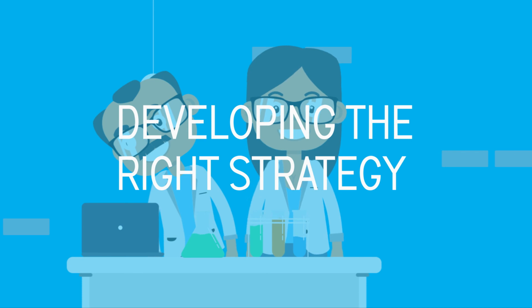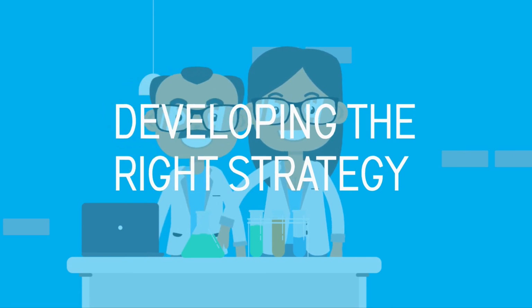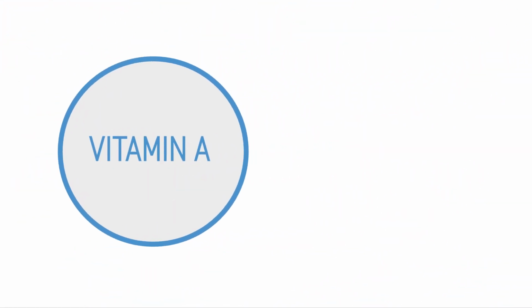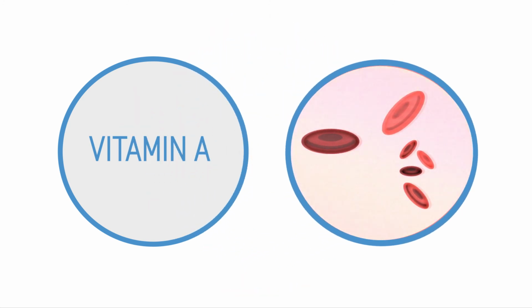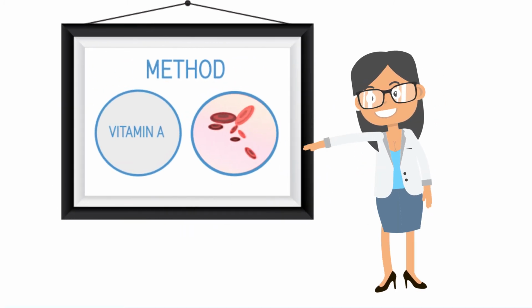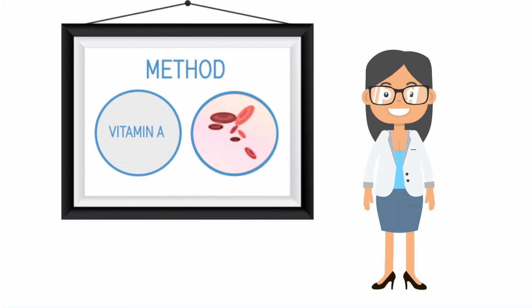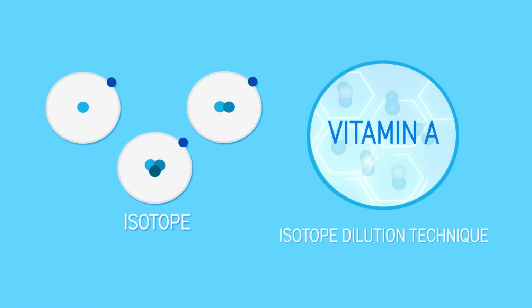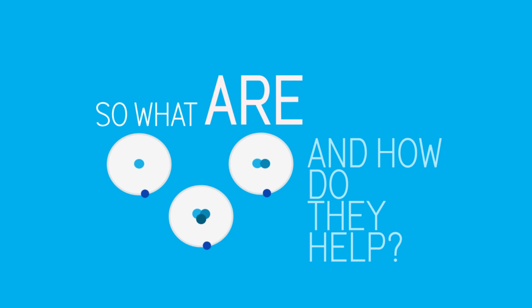Developing the right strategy requires an accurate assessment of vitamin A status among the target population. The standard way of assessing vitamin A status is by measuring vitamin A concentration in blood. However, this method has a number of limitations and is influenced by the presence of infections. An isotope-based approach, the vitamin A isotope dilution technique, provides scientists with a more accurate way to measure vitamin A status. So, what are isotopes and how do they help?